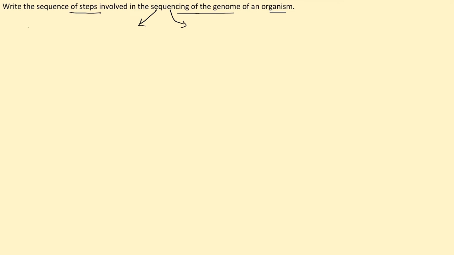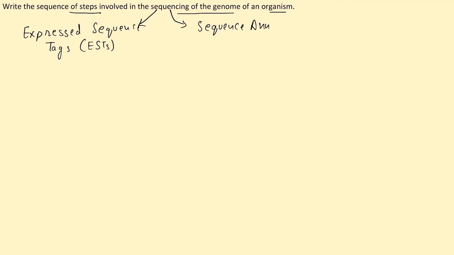The first method is known as expressed sequence tags, or ESTs. The second method is known as sequence annotation.